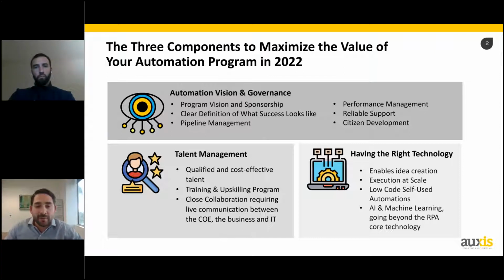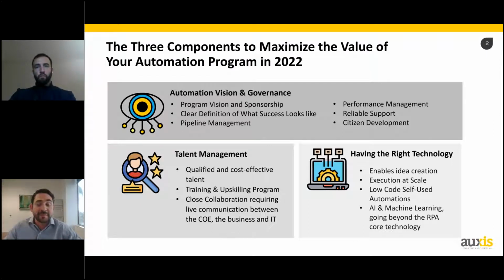But most important of all, and one of the key things we're going to be talking about today, and the focus of today's conversation, is talent management and building that COE in a way that can support the growth and the goals of your organization, by having qualified, cost-effective talent that can drive business case creation across many opportunities, not just a couple.